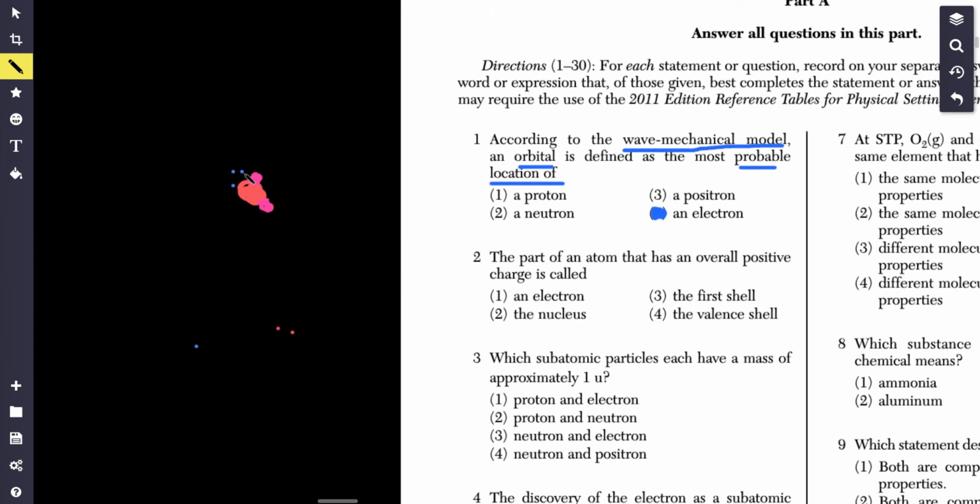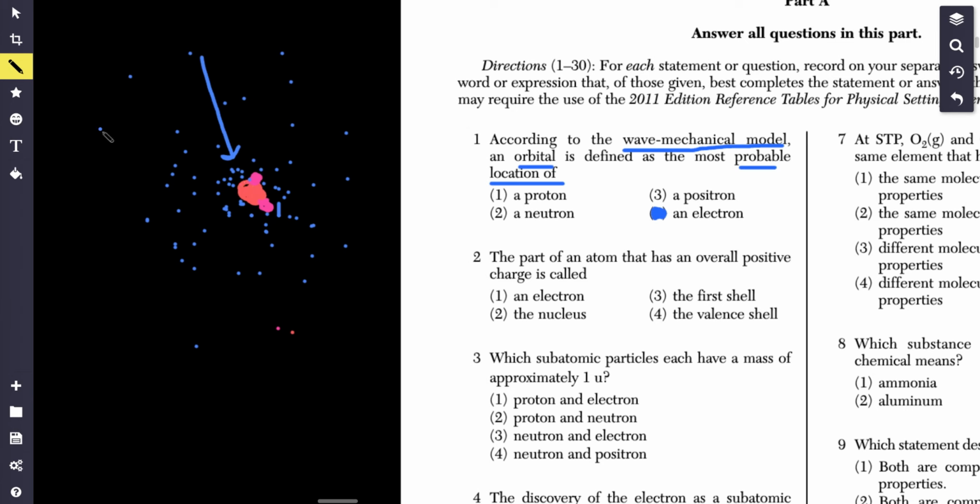But actually, the most accurate representation of an atom is something called the wave mechanical model, or the quantum model of the atom. It was developed by a man named Erwin Schrödinger. Basically, it shows the probability of an electron at a certain area. All of these dots represent possible locations of an electron. So an electron can be here, here, or here.